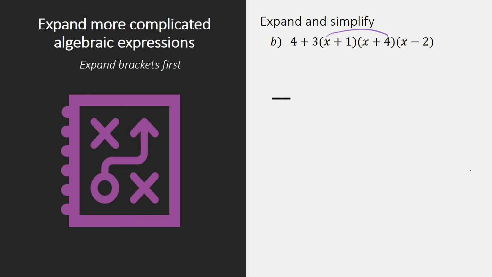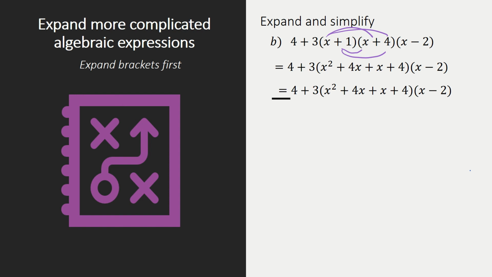We're going to expand brackets first. So x times 4, x times x, 1 times x, and 1 times 4. What we get is (4 plus 3 times (x squared plus 4x plus x plus 4)). As you can see, it's still within brackets since we need to multiply it with our last set of brackets. I'm going to simplify what's within the brackets first. So what we get is (4 plus 3 times (x squared plus 5x plus 4)) times (x minus 2).